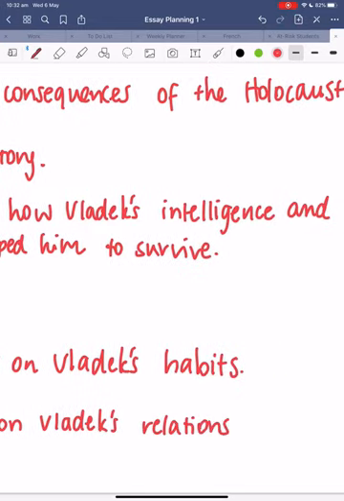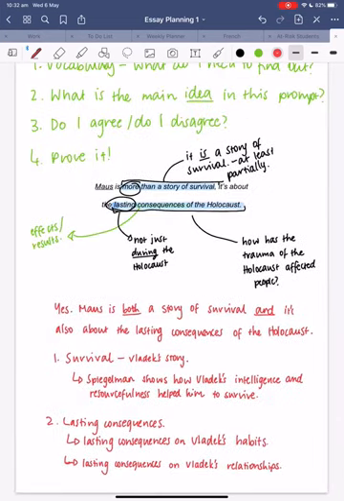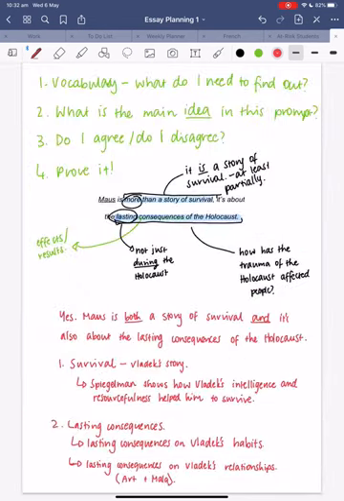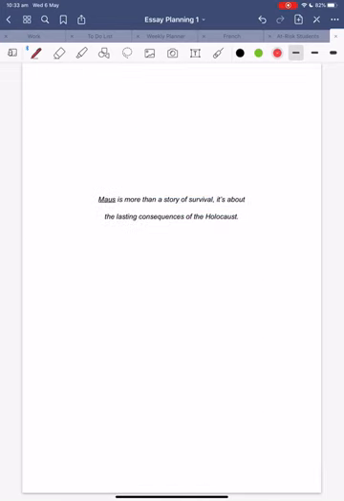Okay, so here I'm really thinking about his relationship with Art and Mala. Great, so I've got two key ideas in my contention, one and two, and I've got one and two elements of proof. Beautiful. Now I'm going to start turning these ideas into message statements. So let's get a new page.